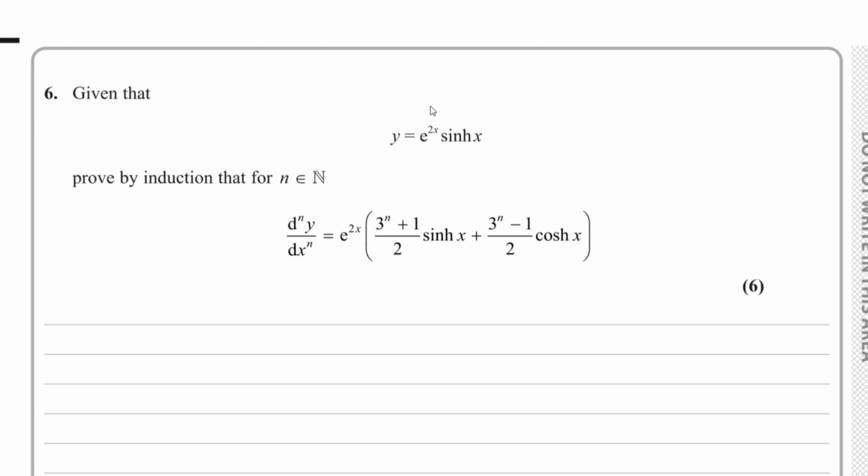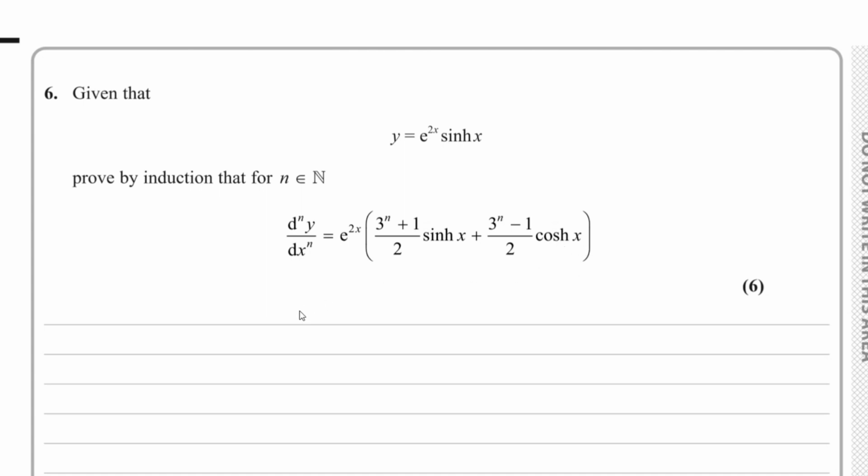Question number 6. We are given that y equals e to the 2x multiplied by hyperbolic sin x. We have to prove by induction that for n belonging to the set of natural numbers, d^n y over dx^n equals e to the 2x multiplied by (3^n + 1)/2 multiplied by hyperbolic sin x plus (3^n - 1)/2 multiplied by hyperbolic cosine x.